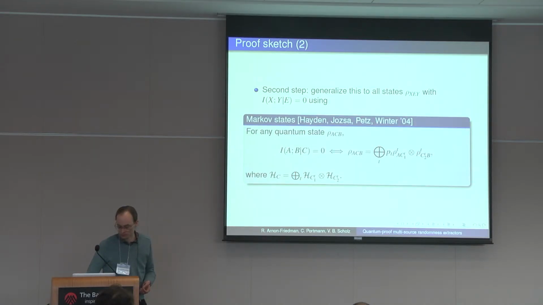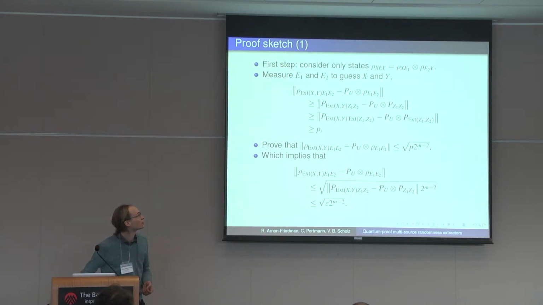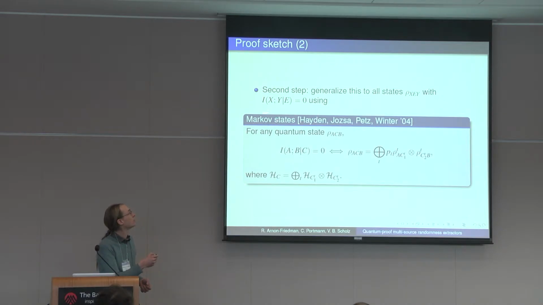Now, oh, sorry, that was just the first part. The second part, because it was just for these states which have product form. So now we want to generalize it to all states which have conditional mutual information equal to 0. And here there's this very nice theorem due to Hayden, Jozsa, Petz, and Winter, which says that for any state, here even A and B quantum, though we only have X and Y classical, but it works for quantum, if the conditional mutual information is 0, then the state can actually be written as a direct sum of states which are in product form. And so we basically just plug that in, and then we can generalize it to all states, because we have actually proven this special case.